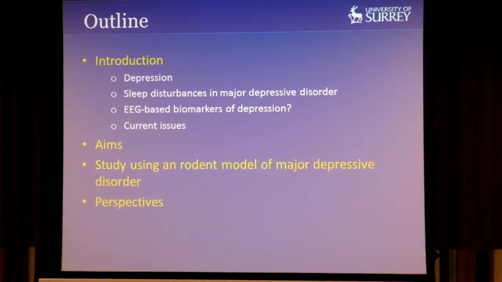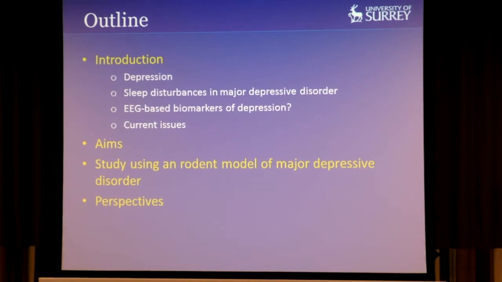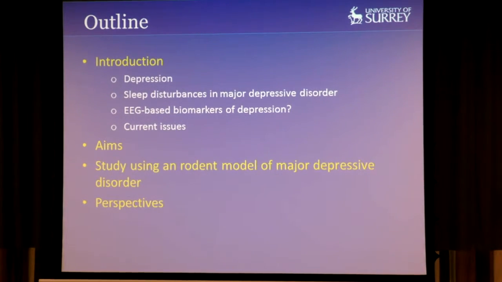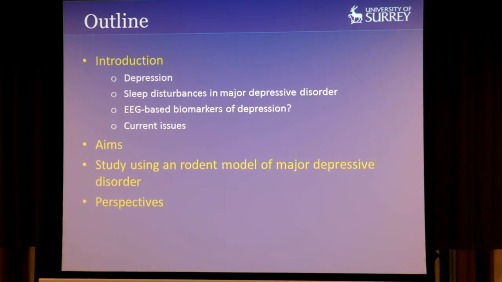Because I've been trying to split my talk in two parts. In the first part, I will aim to give you an overview of the current knowledge based on EEG sleep studies in humans to identify whether there are any sleep disturbances in major depressive disorders and whether any of the EEG extracted variables can constitute biomarkers. In the second part of the talk, I will show you a recent study using a rodent model of major depressive disorder to try to see whether we can establish a translational model of sleep disturbances.